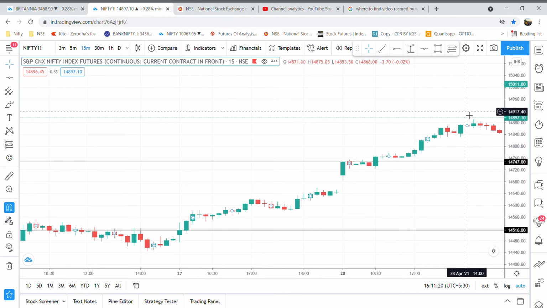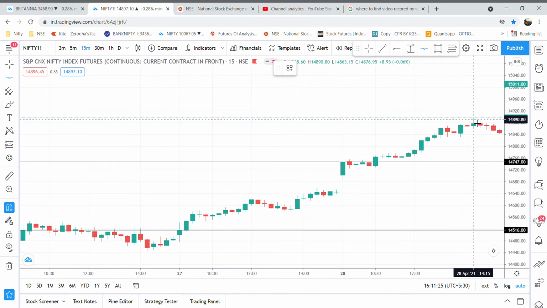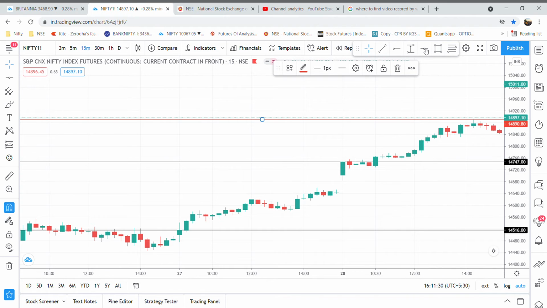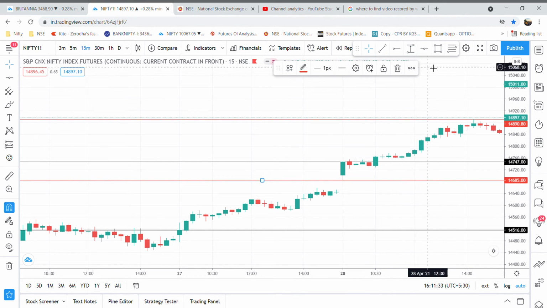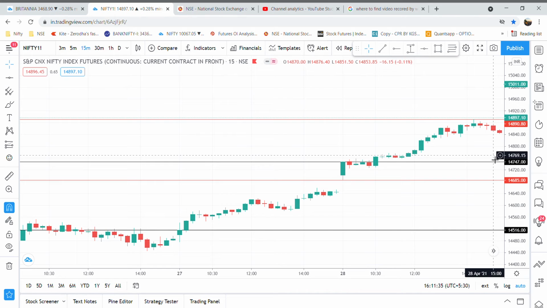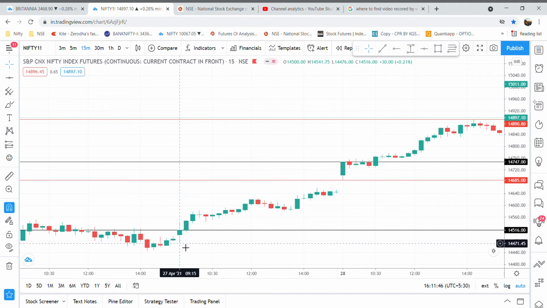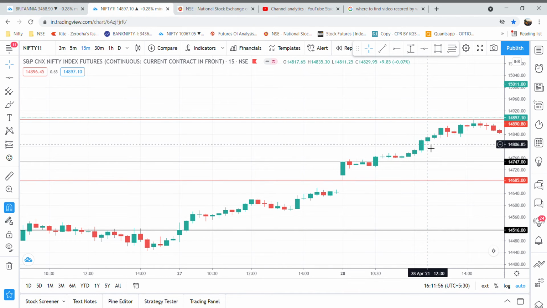Next, I want you to mark the high of the 28th. Let me change the color to red, and then we mark the low of the 28th. At the end of it we'll have four lines: one marking the closing price of the first 15-minute candle of the 28th, the second marking the closing price of the first 15-minute candle of the 27th, the third marking the high of the 28th, and the fourth marking the low of the 28th. So we are sorted here.